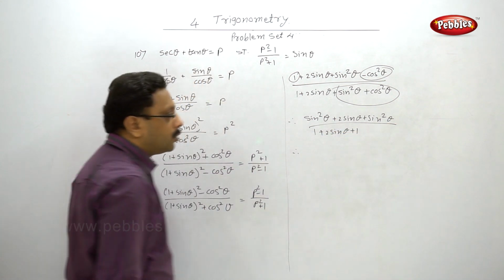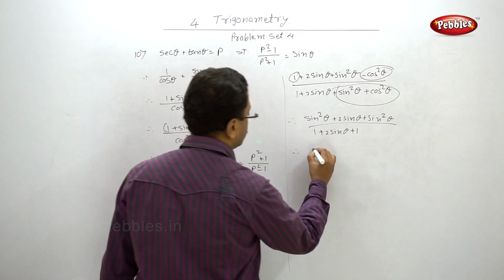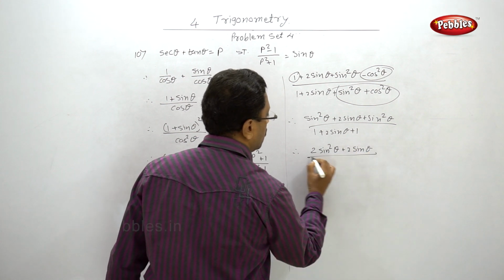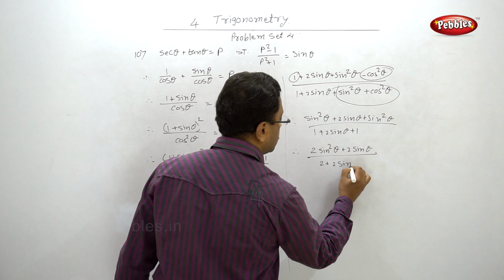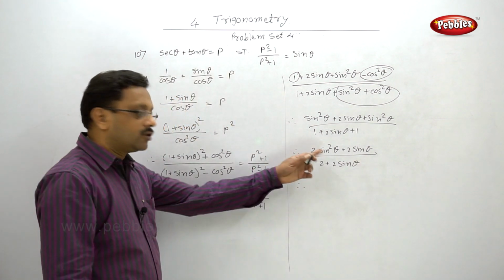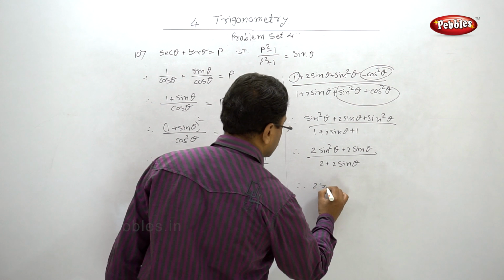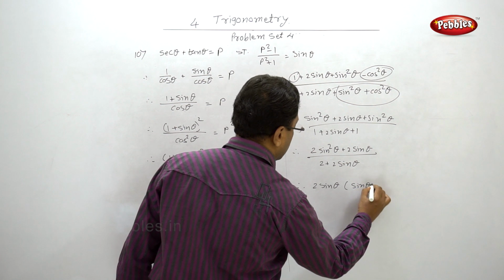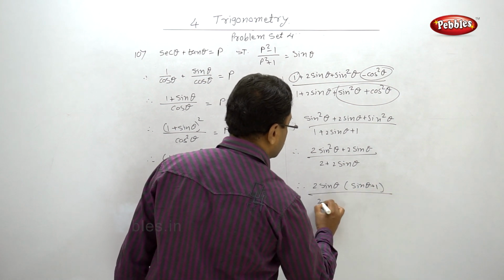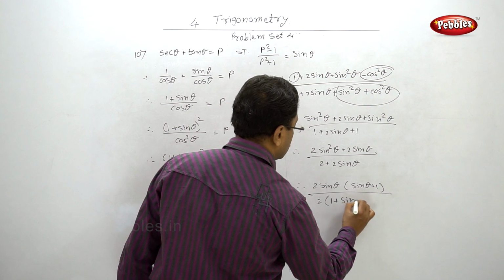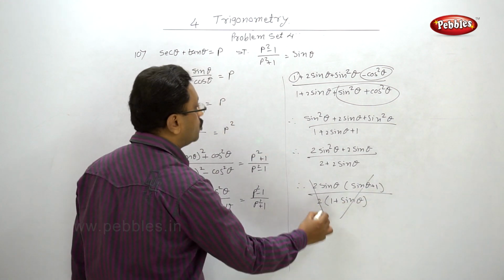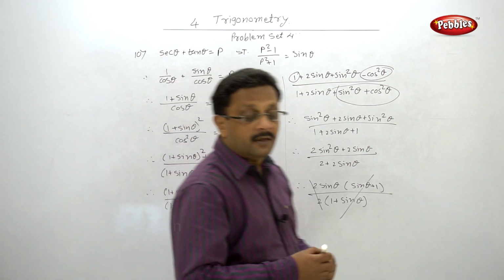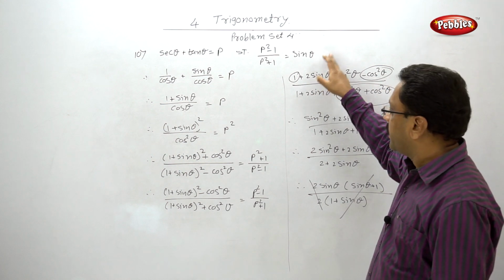So now I have 2 sine square theta plus 2 sine theta upon 2 plus 2 sine theta. Common out, 2 sine theta is common: 2 sine theta times (sine theta plus 1), and 2 is common: 2 times (1 plus sine theta). Both will get cancelled, 2 will get cancelled, and you will get sine theta, which is nothing but the right hand side of this expression, and hence it is proved.